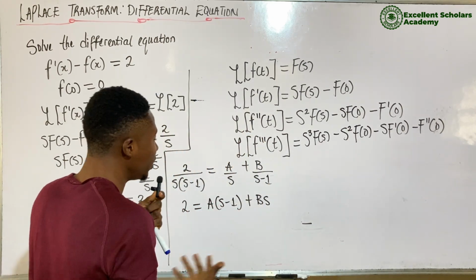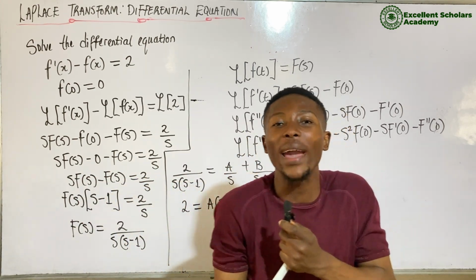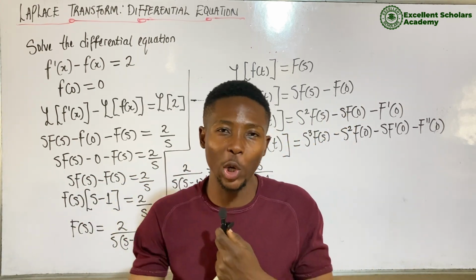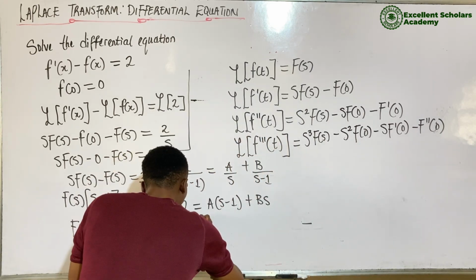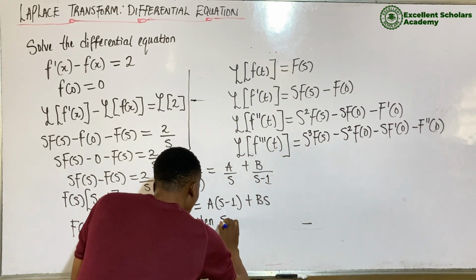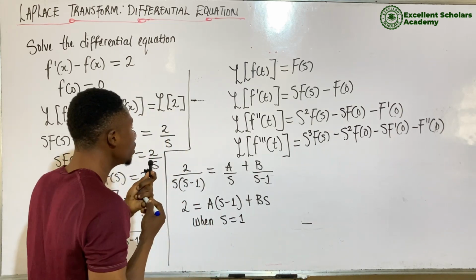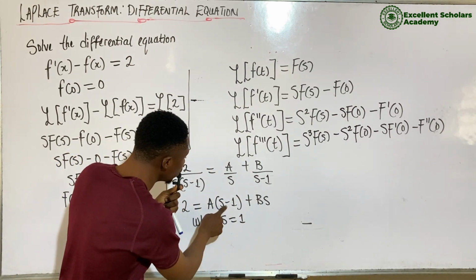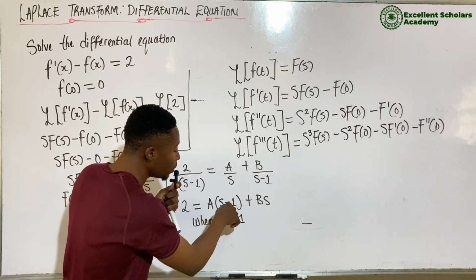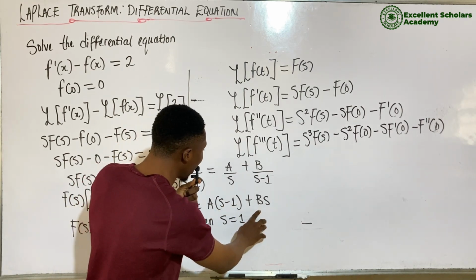What's the next step here? Our aim now is to find the constants A and B. How do we carry that out? We're going to say when s is equal to 1. Why? Because if you put s equal to 1 here, the first term is going to become 0, so you're going to be able to find your B.